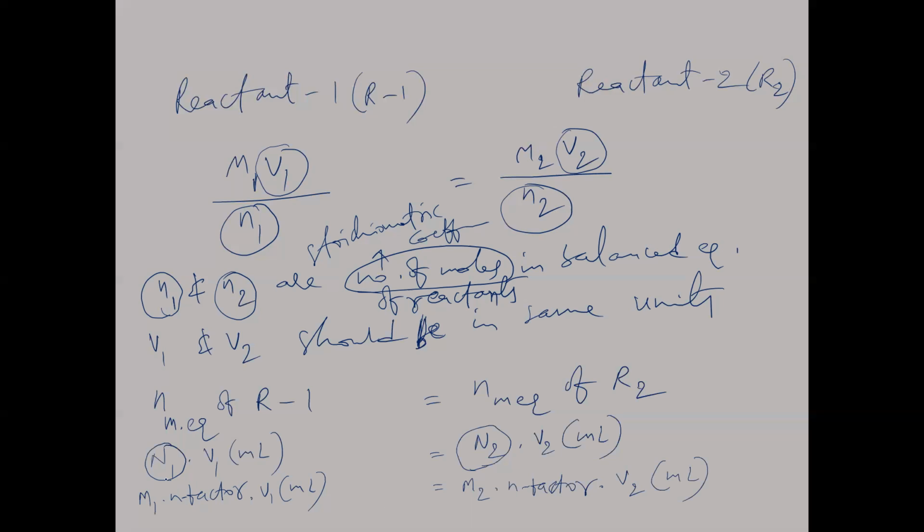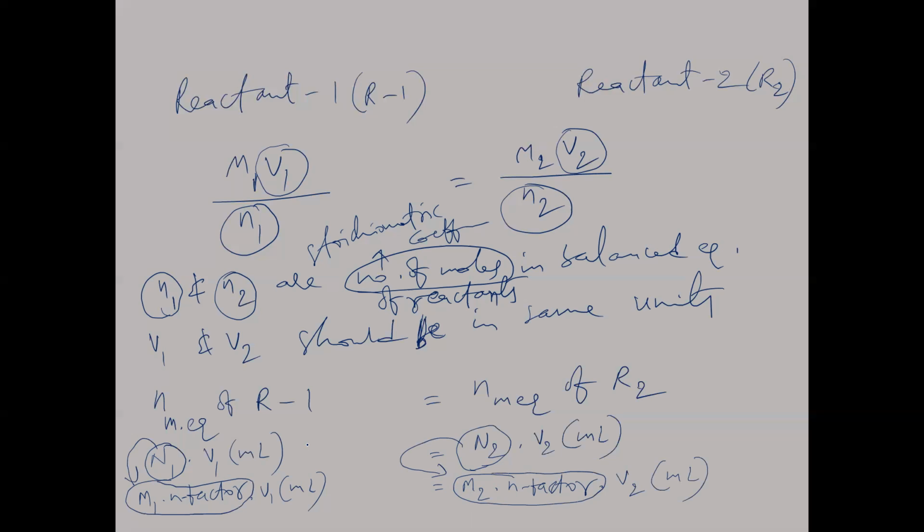Okay. So this molarity into N factor is what? It is N1 here. In this case, N1 is equal to molarity into N factor. Here also, the molarity of the second reactant into N factor is equal to the normality of the second reactant. Like this. Is that clear? So like this, we have to understand the concept here.